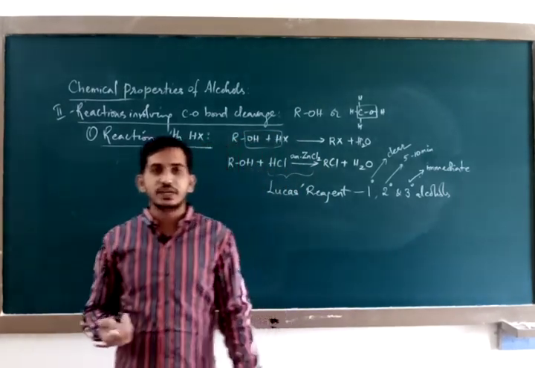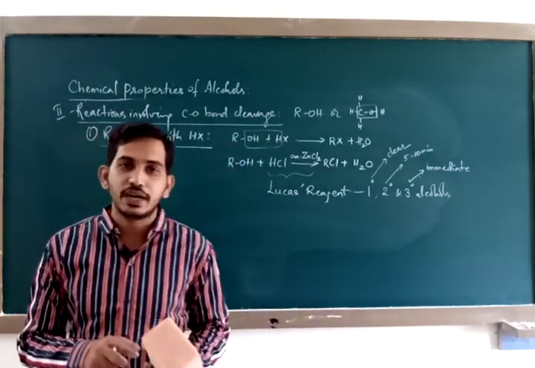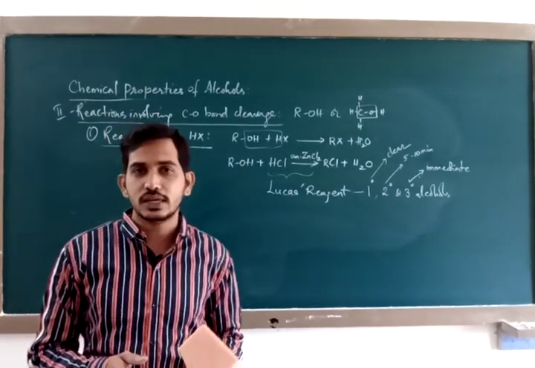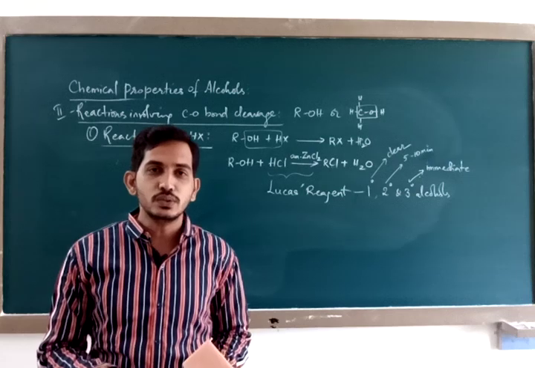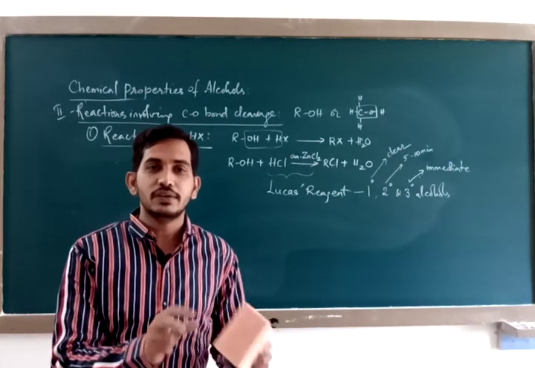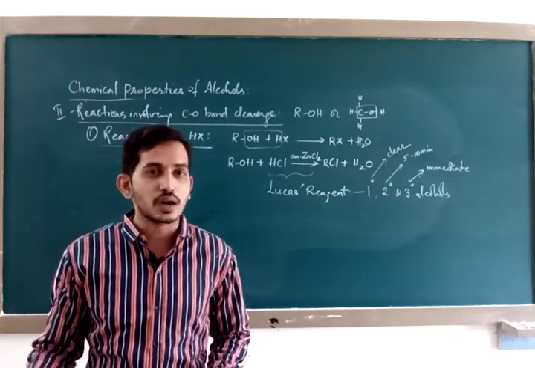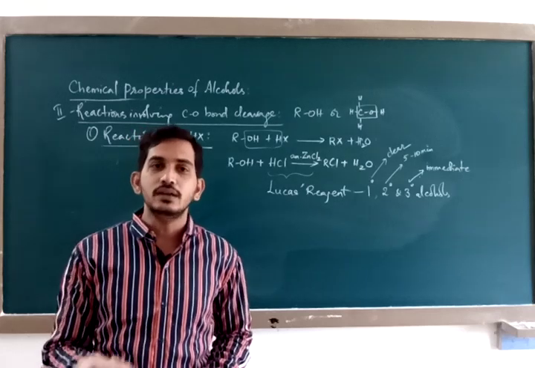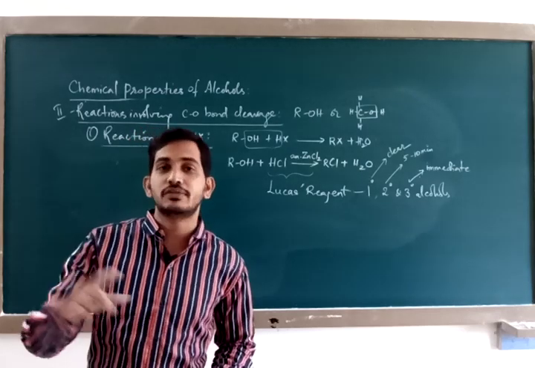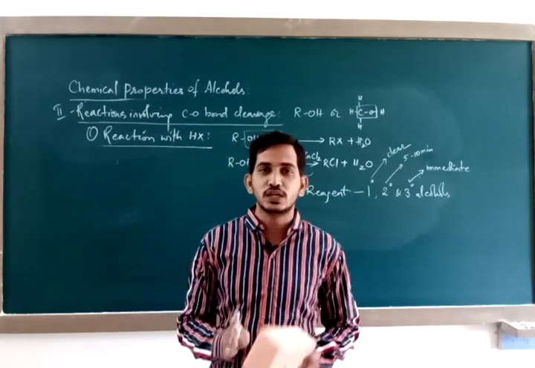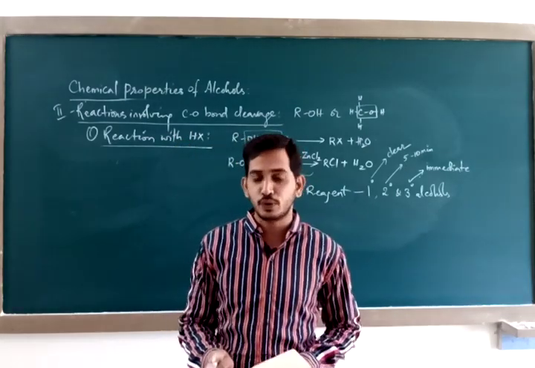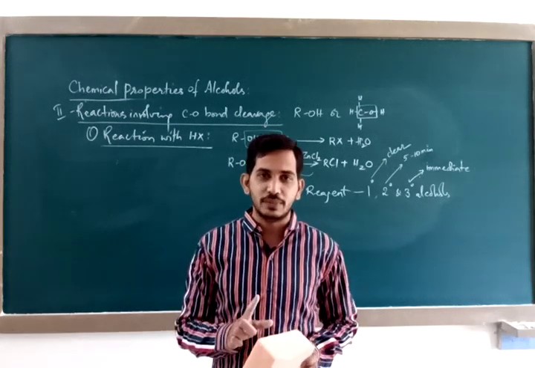So how are the three different alcohols identified? They are identified by Lucas reagent. What is Lucas reagent? Concentrated HCl and anhydrous zinc chloride. How is it used? It is mixed with a given alcohol. If it gives immediate turbidity or cloudiness, then it is tertiary alcohol. If it appears after 5 to 10 minutes, then it is secondary. If no turbidity appears and the solution remains clear even at room temperature, then it is primary.